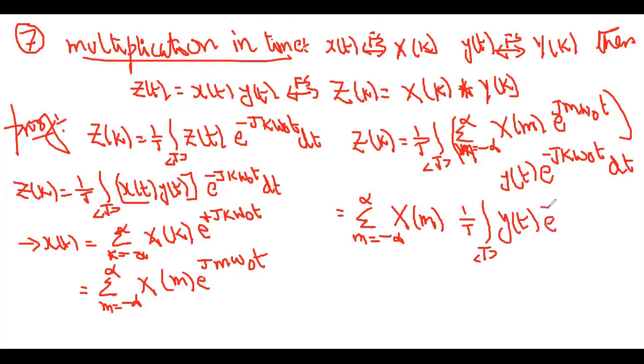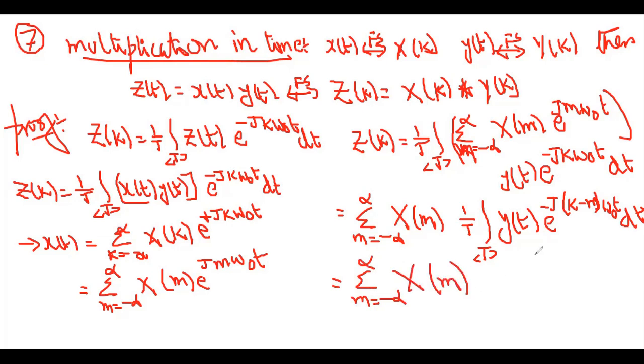What is the common term here? j is a common term, and omega naught t is also a common term. And in between there is a k, minus j k omega naught t, and here the plus is there, so we'll use the minus m. Okay, my dear students, that is equal to the sum of m equal to minus infinity to infinity X of m, and this is a frequency shift property, my dear students.